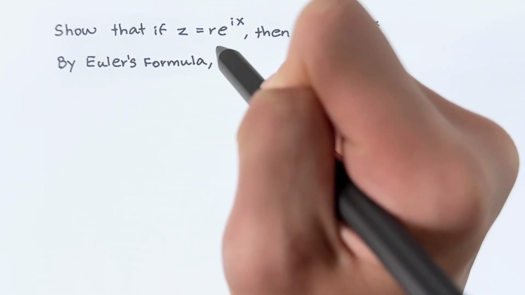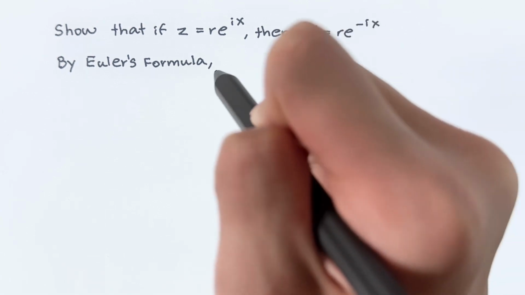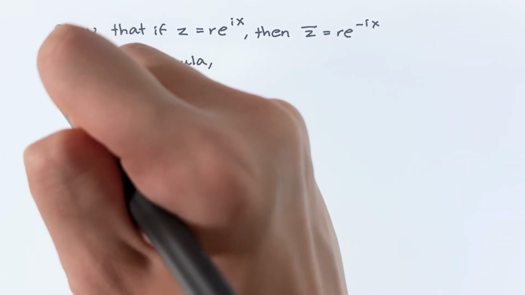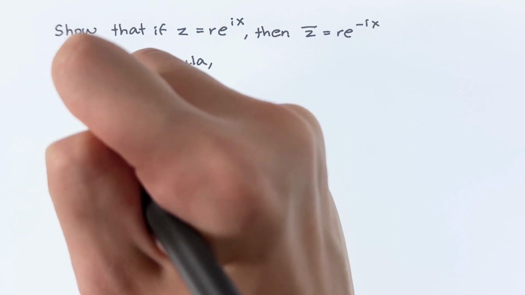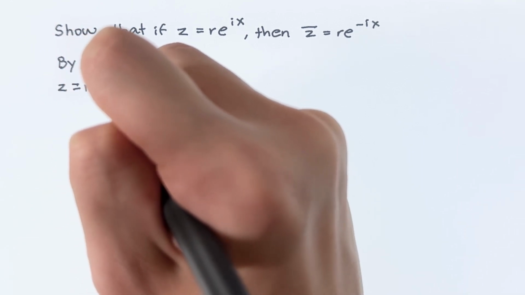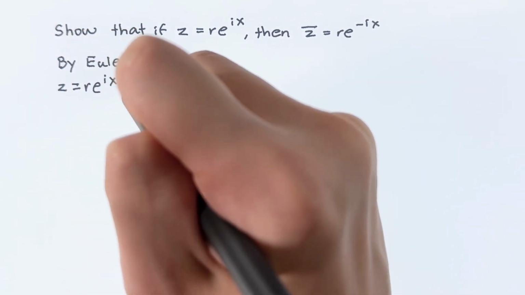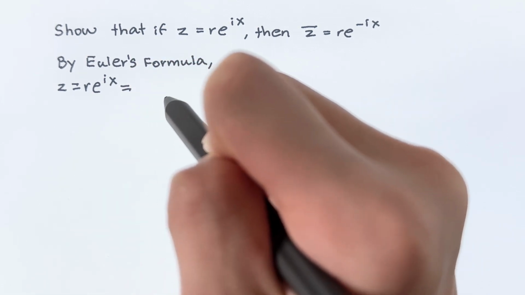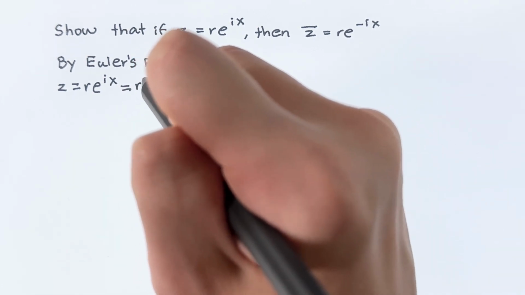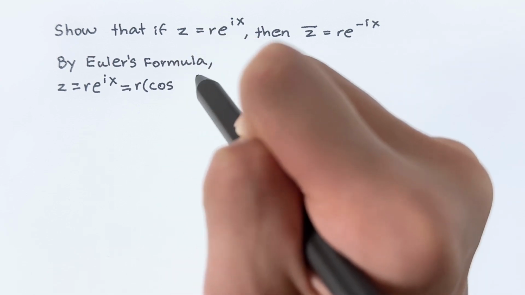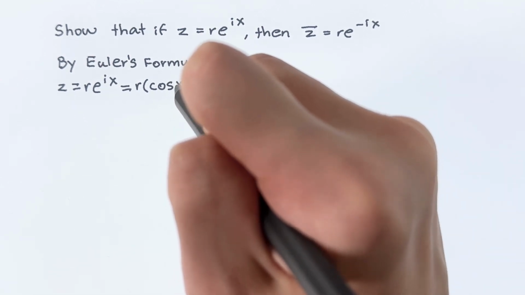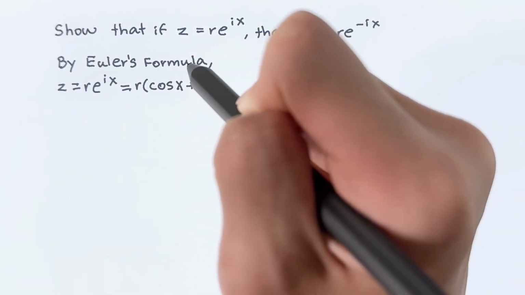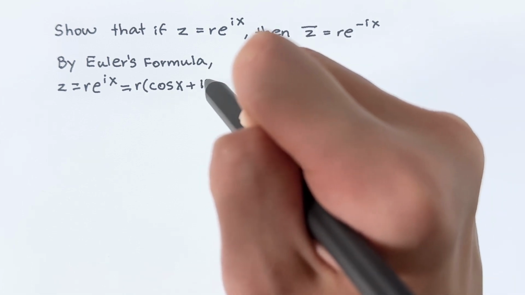it states that z equals r times e to the power of ix, which equals r times cosine x plus i times sine of x.